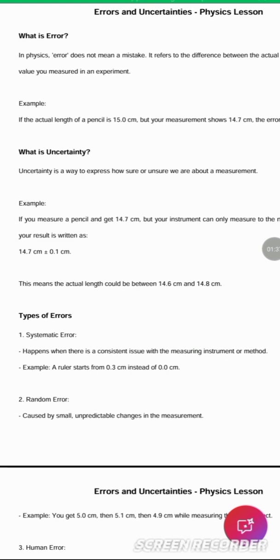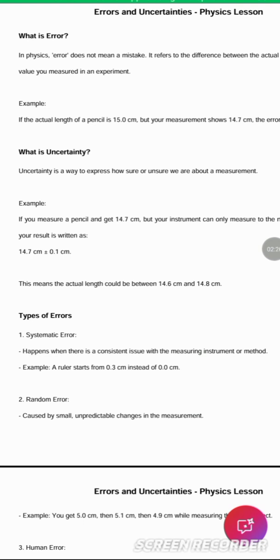Now moving on to the second part of today's lecture, which is about uncertainty. Someone might ask you, what is uncertainty? Uncertainty means how sure you are about your measurement. For example, you measured the pencil as 14.7 centimeter. We are talking about the length of it, okay? But your scale's smallest marking is 0.1 centimeter. Remember, the 0.1 centimeter actually refers to the least count. You should be remembering your 9th and 10th class topics, okay?